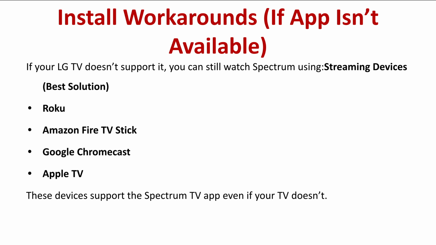Install workaround. If the app isn't available, if your LG TV doesn't support it, you can still watch Spectrum using streaming devices. Best solution: Roku, Amazon Fire TV Stick, Google Chromecast, Apple TV. These devices support the Spectrum TV app even if your TV doesn't.